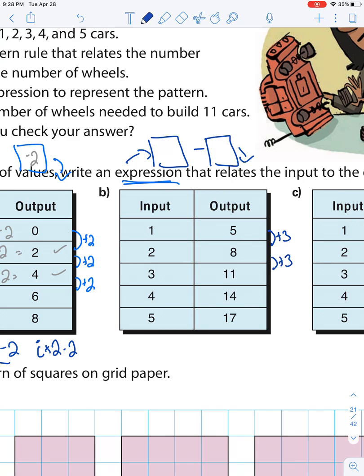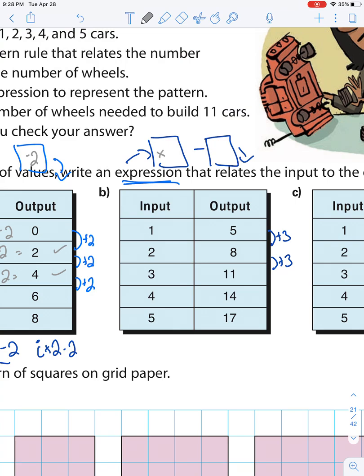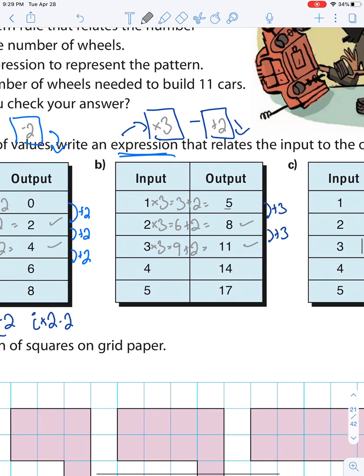Alrighty, next one. Let's see, how are we doing here? Cheat is we're increasing by 3 each time. So I'm going to guess that this is going to be times by 3. So 1 times 3 is 3. How do I get to 5? I have to add 2. So I think this is going to be add 2. Check it. 2 times 3 is 6, plus 2 is, yay, 8. 3 times 3 is 9, plus 2 is 11. Good stuff. Okay, excellent. So that is it.